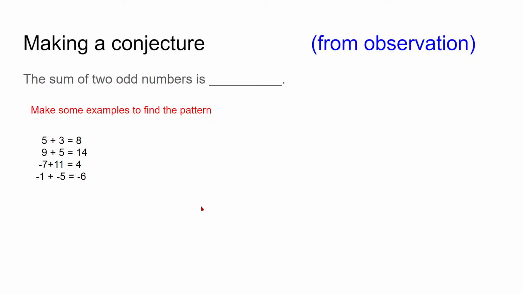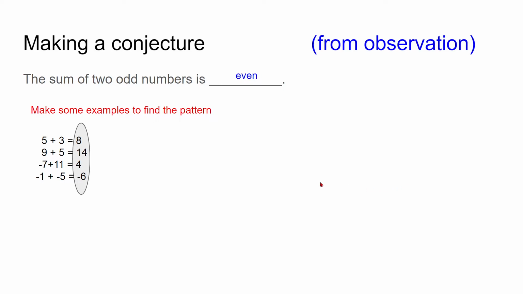And then if I try 2 negative numbers, they're still odd, but they're negative. I get negative 6. And now I'm going to look in here on the right side, and I see 8, 14, 4, and negative 6. And I try to find out what do they have in common. And if you're looking at that, you go, well, they're all even numbers. That's going to be what you put in the end of the conjecture.